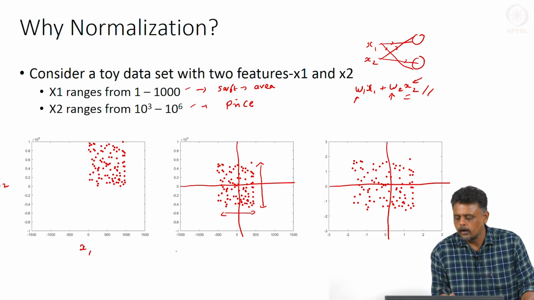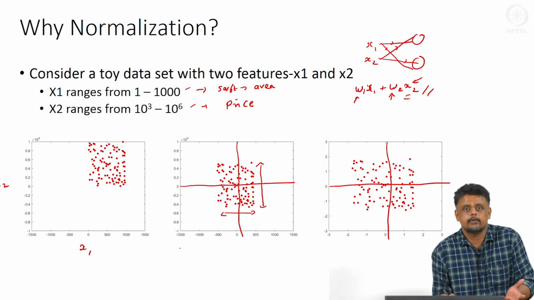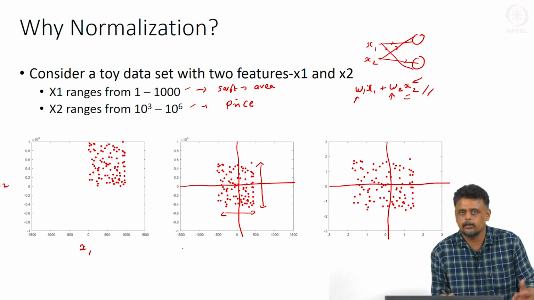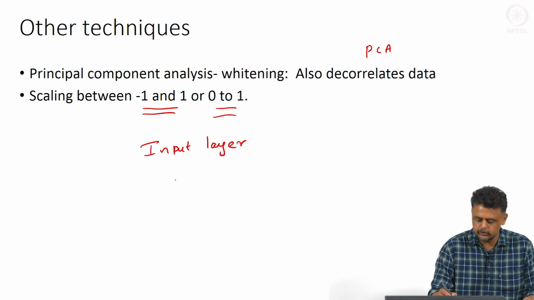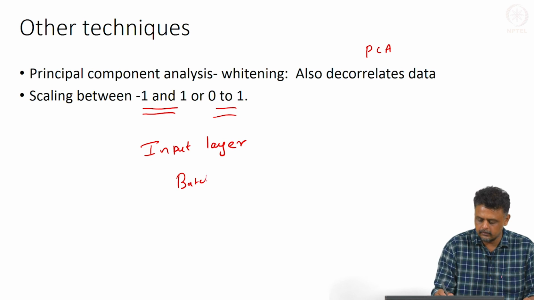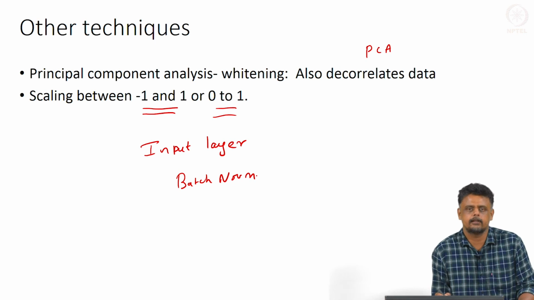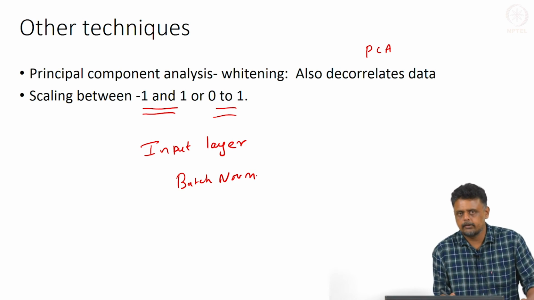So, how do we address this when it happens in a hidden layer? That is a problem too. We will look at batch normalization, or batch norm as it is called, which acts as one of the layers in a deep network, and how it helps in faster convergence. That will be the topic of our next video.